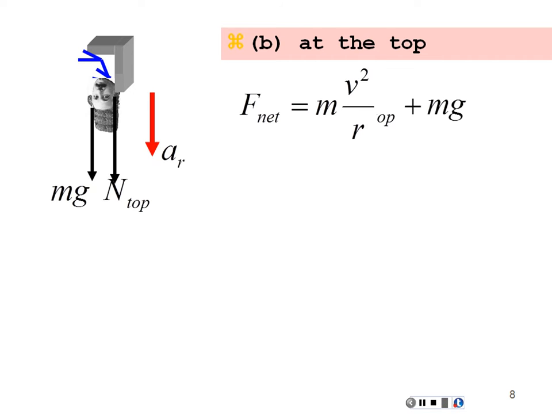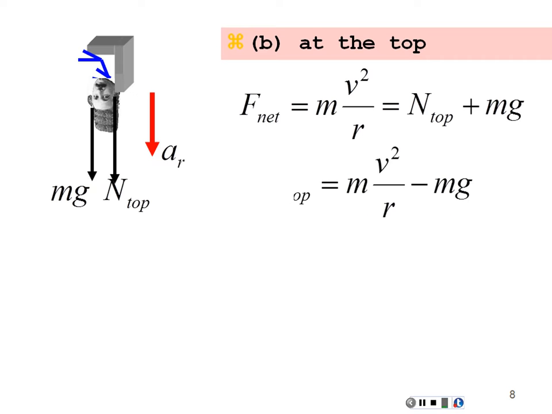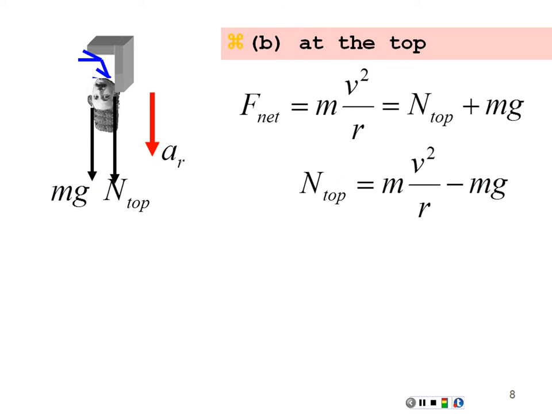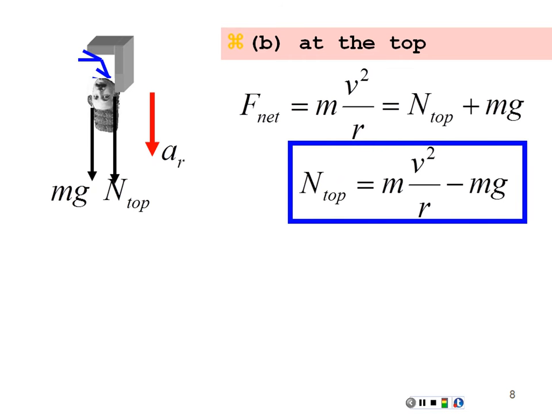So we have the normal force of the seat at the top plus mg. Solving for this normal force, we now have that it is equal to mass times velocity squared over r minus mg. And that is the force of the seat on us.